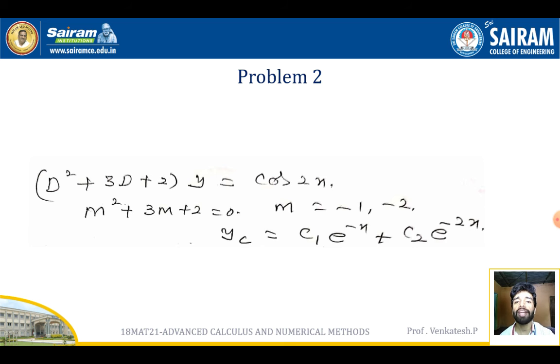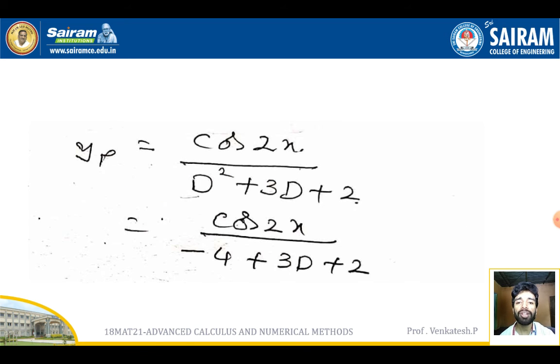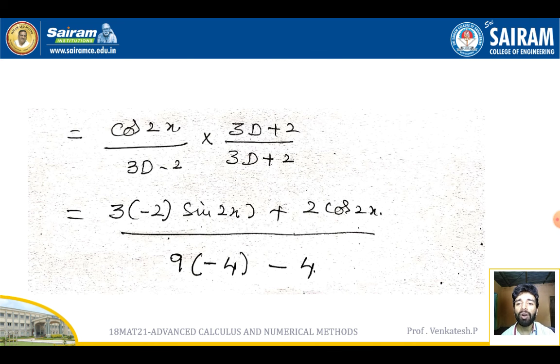So now we will see how to find yp. So yp is equal to the function cos 2x divided by the differential operator, that is d square plus 3d plus 2. As you know, only the d square terms we have to replace here. I am going to replace d square by minus a square. In this problem the x coefficient is 2, so we replace d square by minus 2 square, that is minus 4. I will get cos 2x by minus 4 plus 3d. Since only d square terms we are replacing, I am keeping the d terms as it is, plus 2. So now I'll get the equation like cos 2x by 3d minus 2.